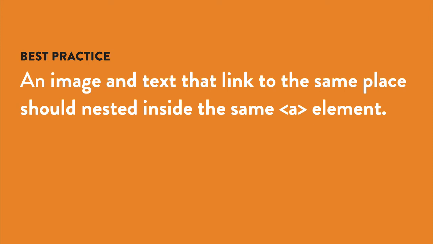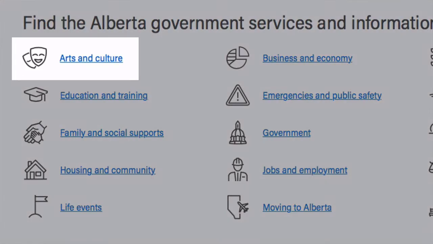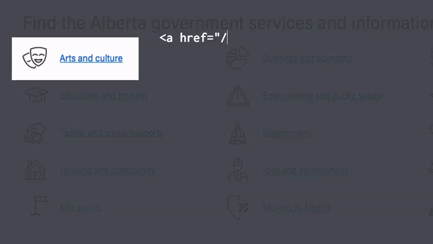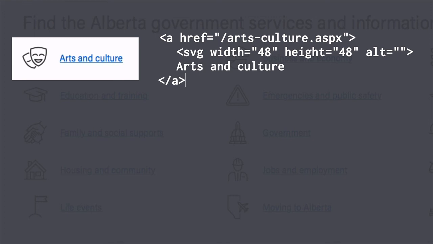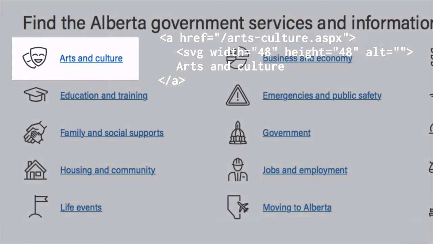I'll also note that if you do have an image and text next to each other linking to the same place, it's best to have them part of the same link, that is, in the same A element. If they were separate links placed next to each other, a screen reader user who is going through a list of the links on the page would have to hear the link repeated.